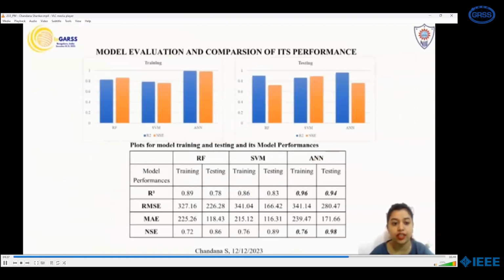datasets for each of the models with R-squared, RMSE, MAE and NSE, where R-squared greater than 0.85 and NSE greater than 0.7 is considered to be good and acceptable results, in which ANN satisfies its performance with the best results.